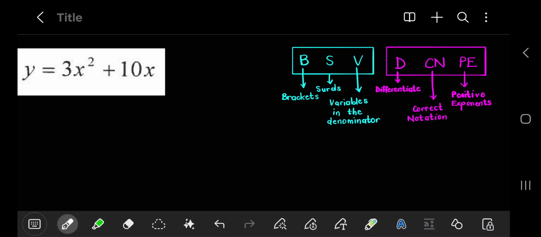So our variables are in the numerator, which means that we can actually skip the first 3 steps since they don't apply to the given equation. We can now go on to differentiating.